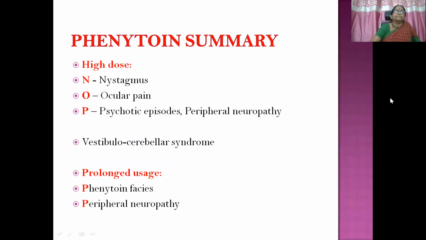You can just remember: if you go for high dose, you can remember the mnemonic alphabetical order NOP. So N for nystagmus, O for ocular pains, P for psychotic episodes and peripheral neuropathy, and also vestibulocerebellar syndrome. That is like all CNS manifestations. Then prolonged usage, P for prolonged, P for phenytoin phase, and peripheral neuropathy. Okay, high dose NOP, prolonged usage P for P.